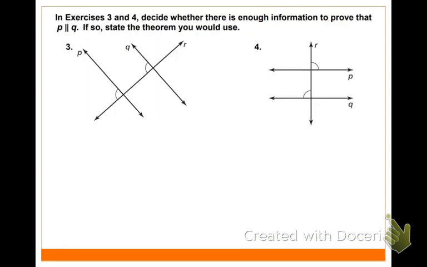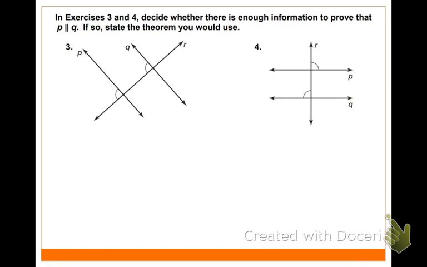Okay, so here's what we're going to do with this. Our first examples. Decide whether there is enough information to prove that line P is parallel to line Q. So we're looking for one of these 4 properties. That's all we're looking for. If you have one of these 4 properties, they prove that lines are parallel. If you don't have one of these 4 properties, you don't have enough to prove the lines are parallel.